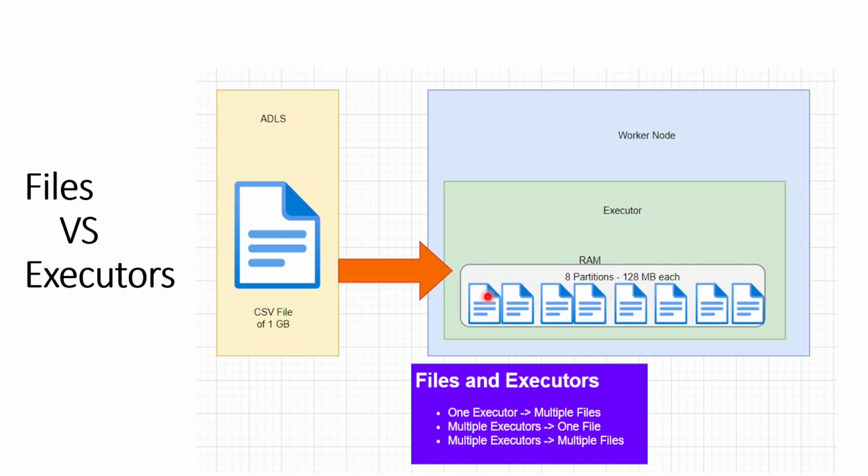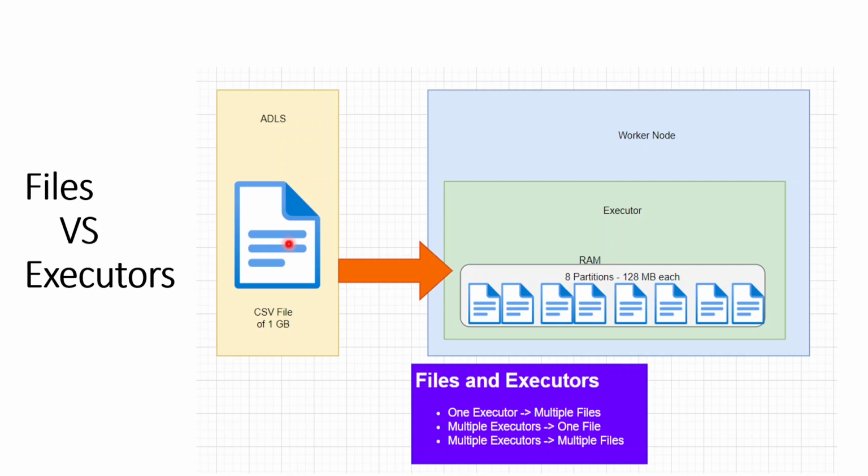And coming to the relationship of the number of files versus the number of executors. In this example, I have given only one executor and only one file. But in real time, we might have only one executor with multiple files under a particular folder, and this one executor might consume all the files under the folder. Otherwise, we might have multiple executors in the cluster, multiple worker nodes, or within one worker node multiple executors. So multiple executors can work on one particular CSV file, which is splittable.